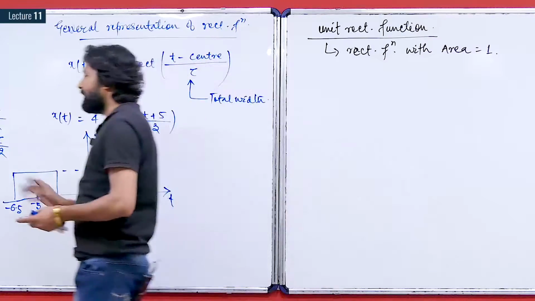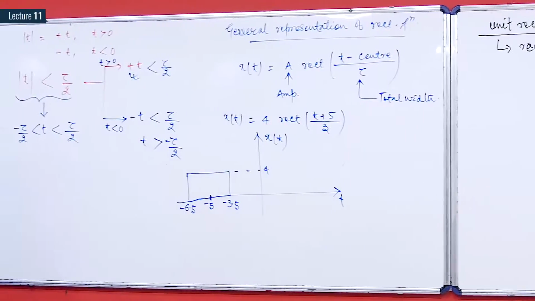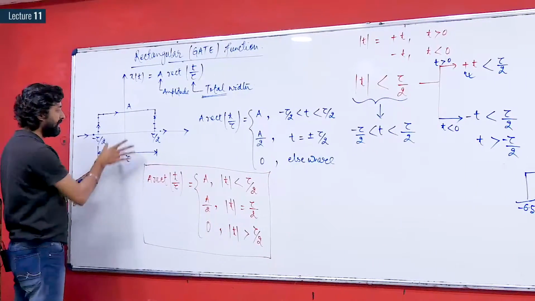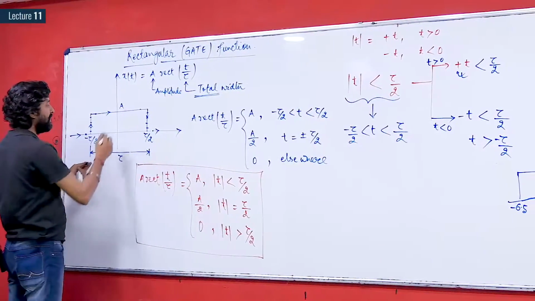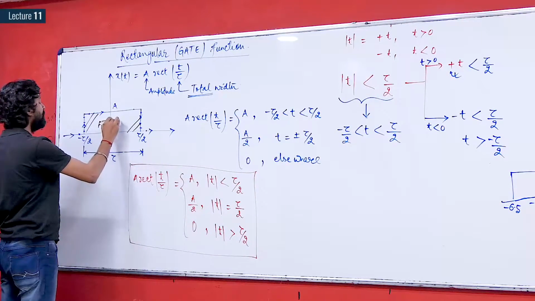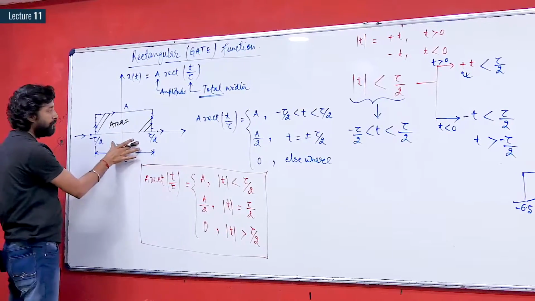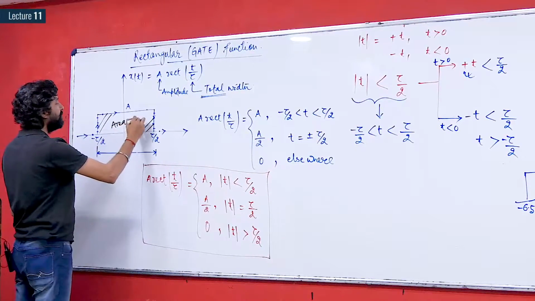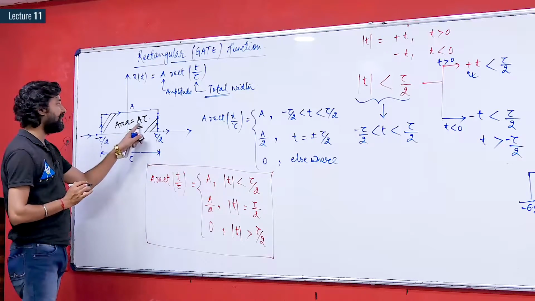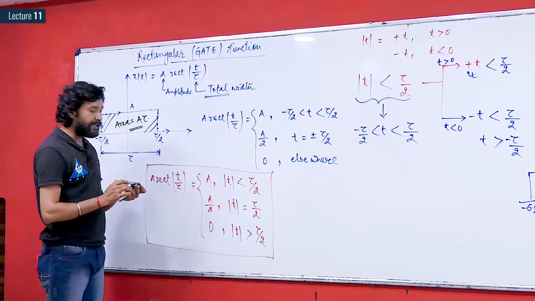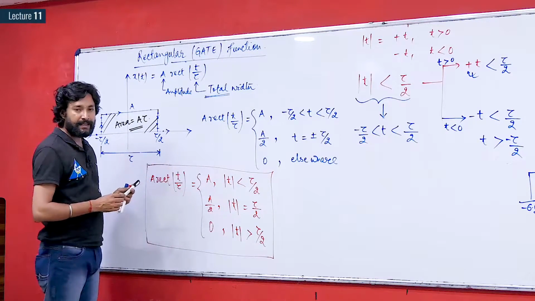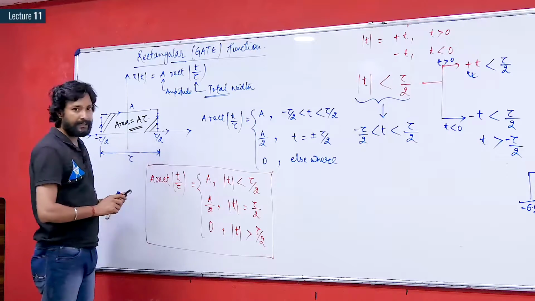Now, if you see the area of this rectangle, if you take this standard rectangular function, then it is a rectangle, so it will have the area width into height. The total width is tau and amplitude is a. So the area of this function is going to be a tau. A rectangle function will have an area a tau. And you know that there is no effect of shifting or time reversal. So shifting or time reversal is not going to change the area of this rectangular function.